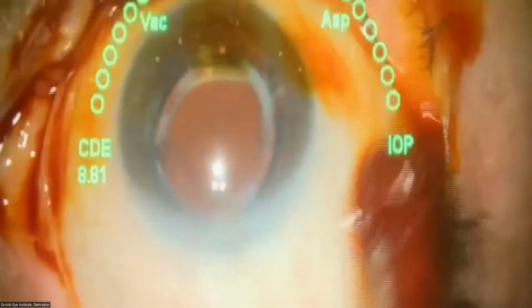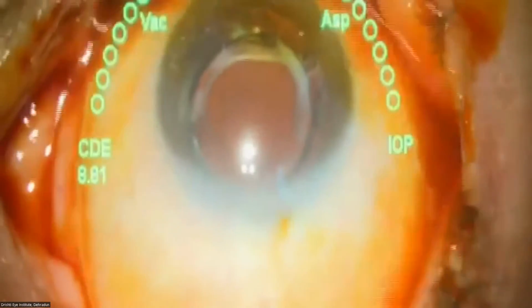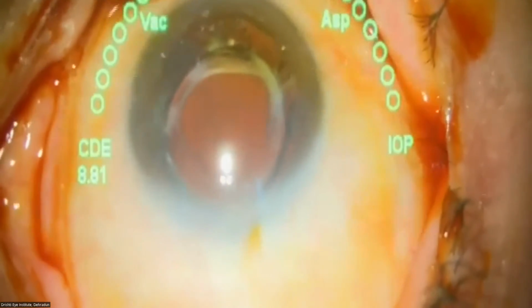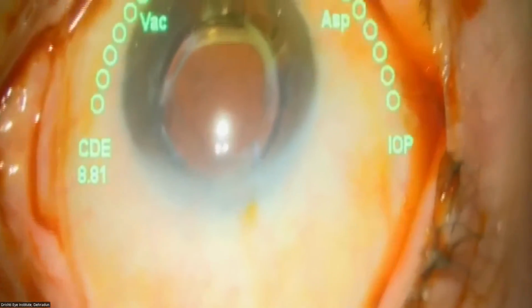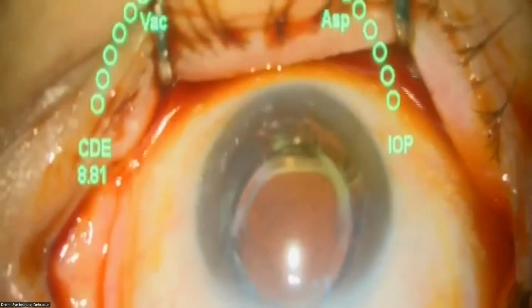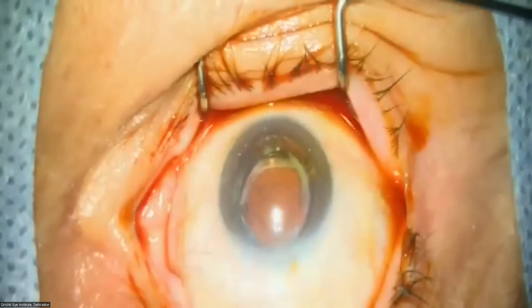So is my microscope field visible there, sir? Yes, Dr. Saurabh, we can see. Okay, sir. We have put Peter in. Can we switch on the Varion? We don't really need the Varion. Thank you.